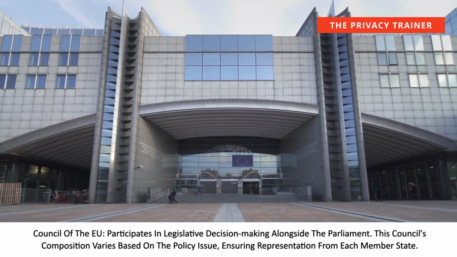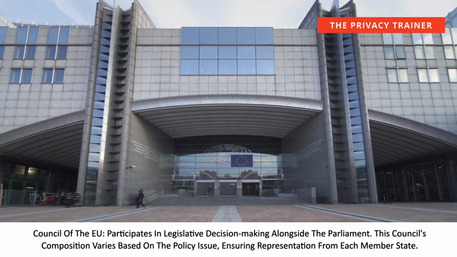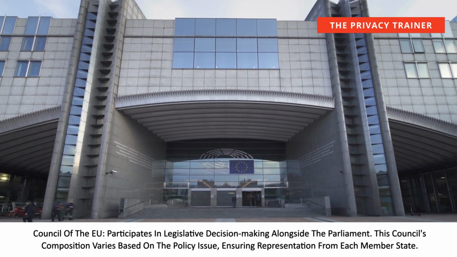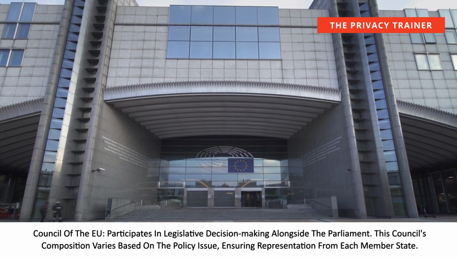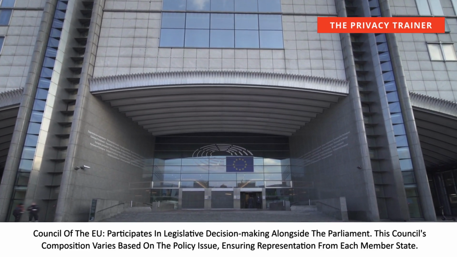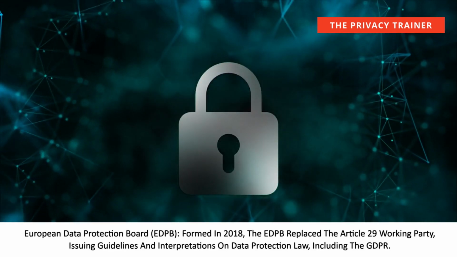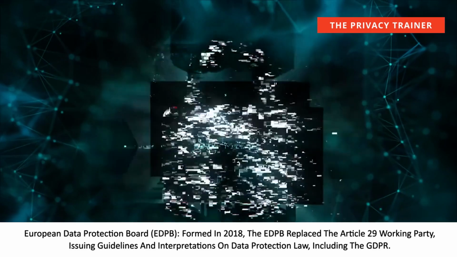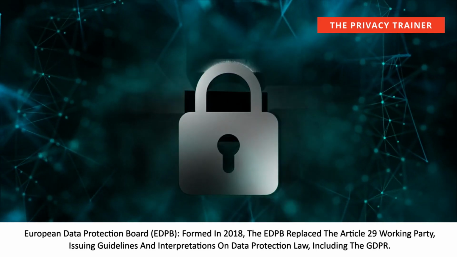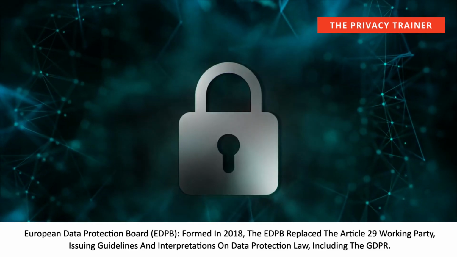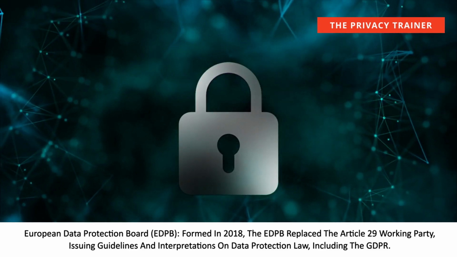Council of the EU participates in legislative decision-making alongside the Parliament. This council's composition varies based on the policy issue, ensuring representation from each member state. European Data Protection Board, EDPB: formed in 2018, the EDPB replaced the Article 29 Working Party, issuing guidelines and interpretations on data protection law, including the GDPR.